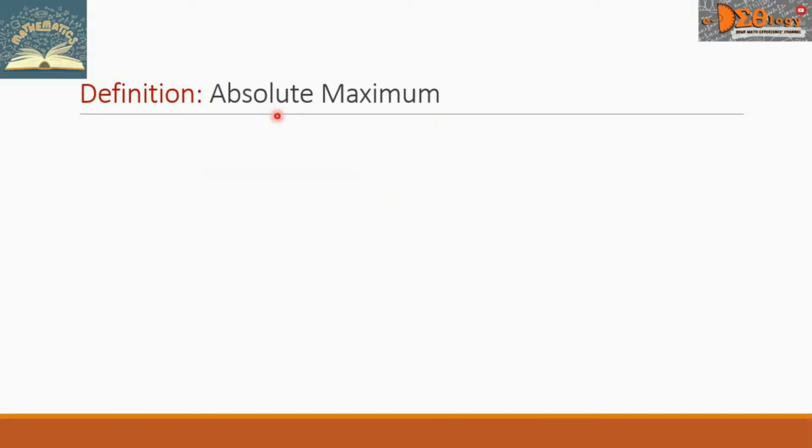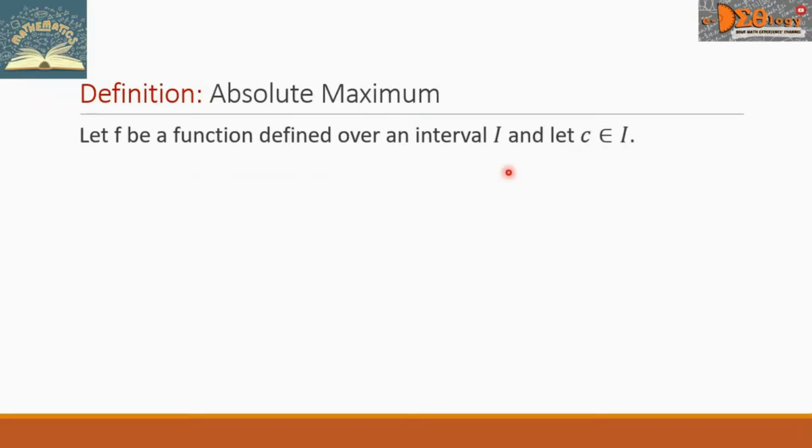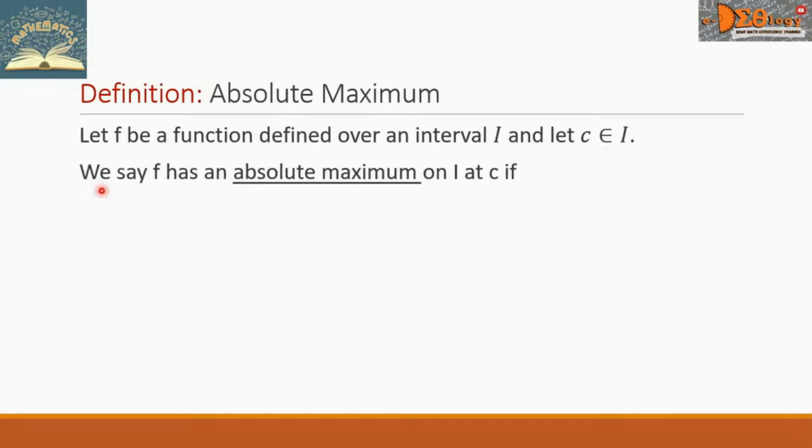Let's begin with absolute maximum. Let f be a function defined over an interval I, and let the point C be an element of this interval I. We say f has an absolute maximum on I at C if f of C is greater than or equal to f of x for all x an element of I.